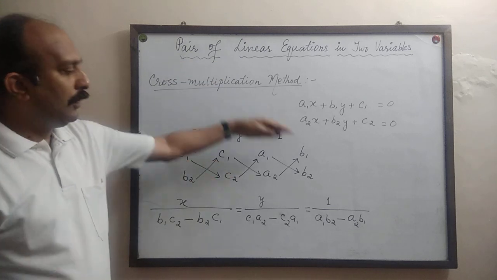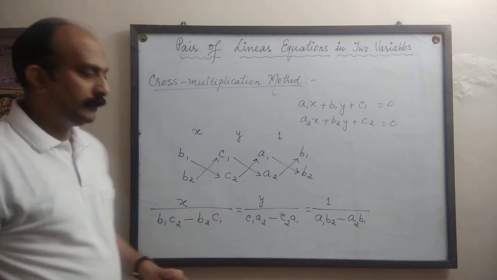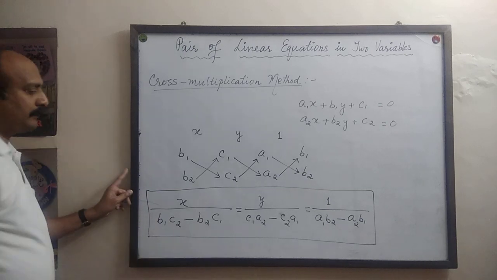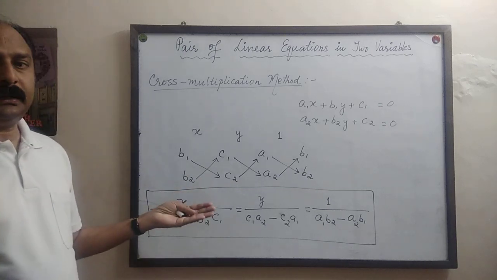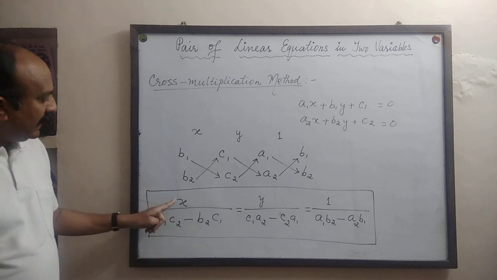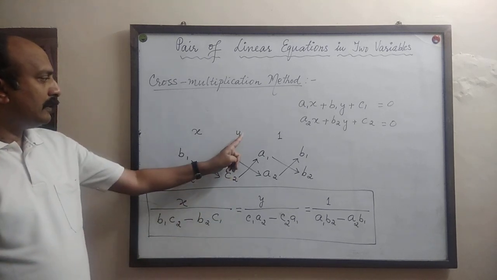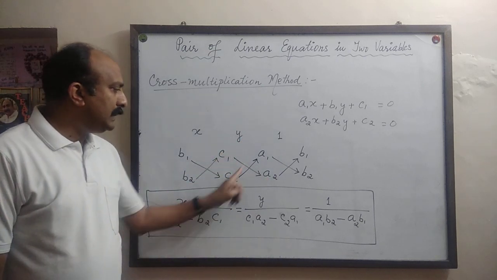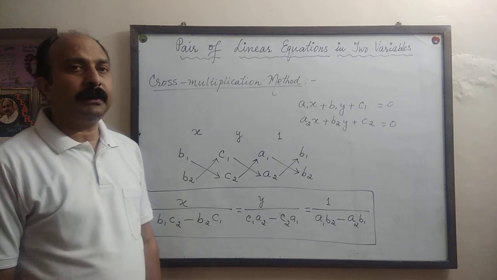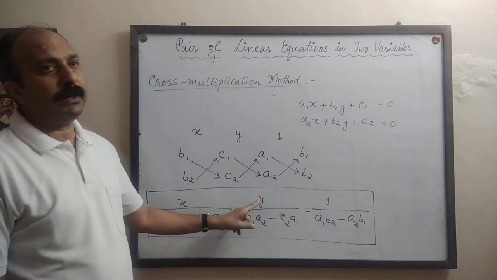Either you learn how to get this equation or you learn this formula by heart. Both will do. So I repeat, this is the formula to find the values of x and y. And this formula is actually derived by cross multiplication method. Once again I repeat the formula: x upon b1 c2 minus b2 c1 is equal to y upon c1 a2 minus c2 a1 is equal to 1 upon a1 b2 minus a2 b1. Now I will explain with an example how to calculate the values of x and y using this formula.